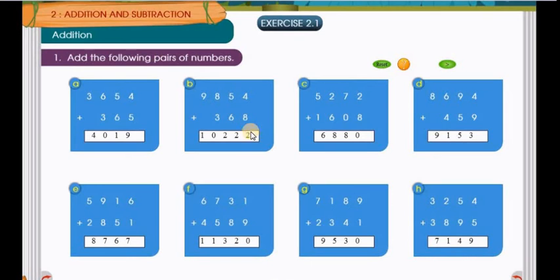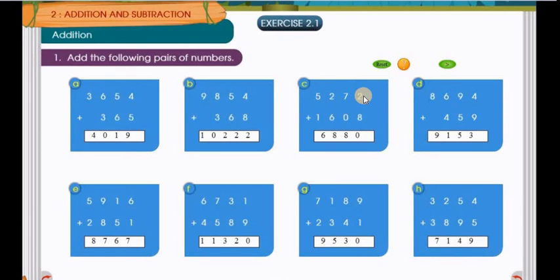4 plus 8 is 12. So 12, here 1 carry over. 5 plus 1 is 6. 6 plus 6 is 12. 12, 1 carry over, 2 here. 8 plus 1 is 9. 9 plus 3 is 12. Again 12. 1 carry over, 2 here. Next 9 plus 1 is 10. This is the answer we got. So children, you have to solve this one in your notes as well as in your textbook.